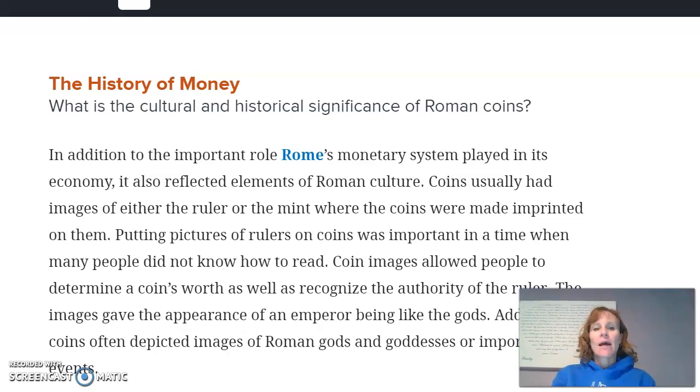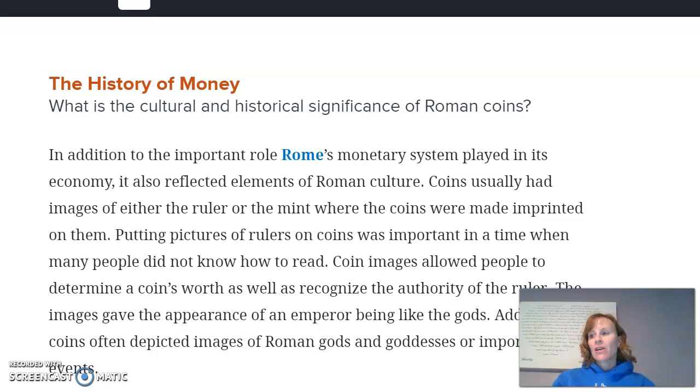Hi. All right, now we're going to read about the history of money. The first vocabulary word we're going to talk about is culture. Culture is just ideas, customs, or social behaviors of a certain society or group of people. Historical. When we say historical, we're talking about past events, things that happened in the past. Significance, something that's important or the importance of something, okay?